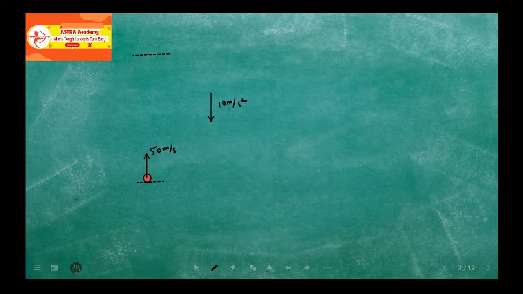I've already told you, if the acceleration and velocity are in opposite directions, then this acceleration will decrease the magnitude of the velocity, right? So each second, the magnitude of velocity will decrease by how much? Tell me. The velocity will decrease by how much? 10 meter per second. So how much time would it take to reach maximum height? First of all, tell me what is the symptom of reaching maximum height.